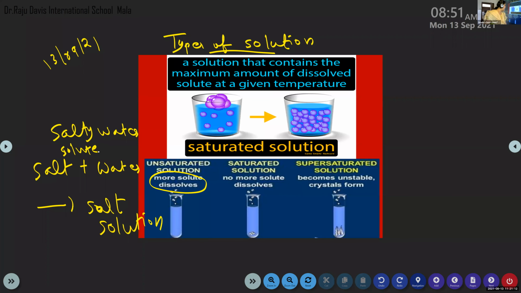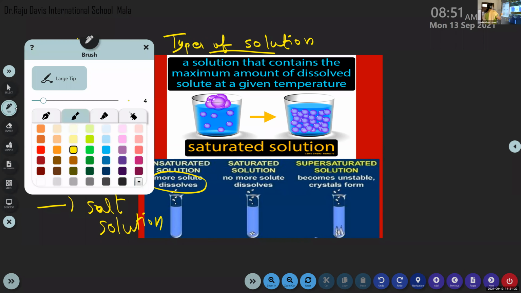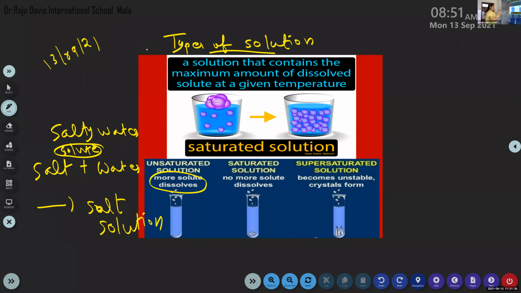Next, Tanya. What do you mean by solvent? In this, which is the solvent? Water. Okay. So, the one in which the solute is dissolving is known as solvent. So, solvent, solute. Now, what is the solution? Everyone knows. Solution is the mixture of solute and solvent.